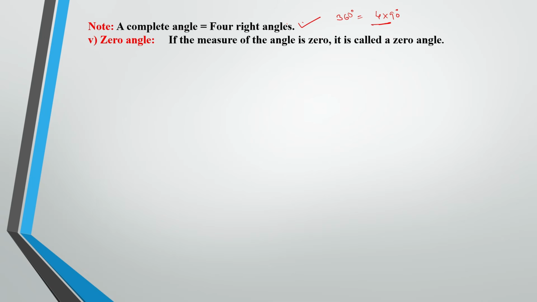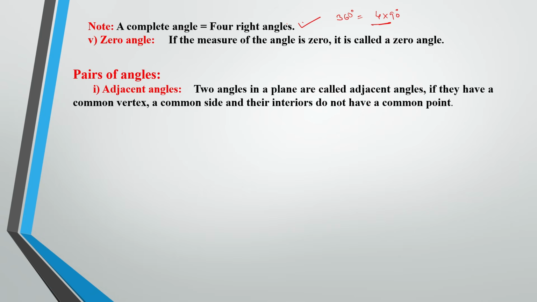Next one is the complete angle. An angle whose measure is exactly 360 degrees is known as a complete angle. And the last one is the zero angle. An angle whose measure is exactly 0 degrees is known as a zero angle. These are the important types of angles. And now it is time to learn about pairs of angles.